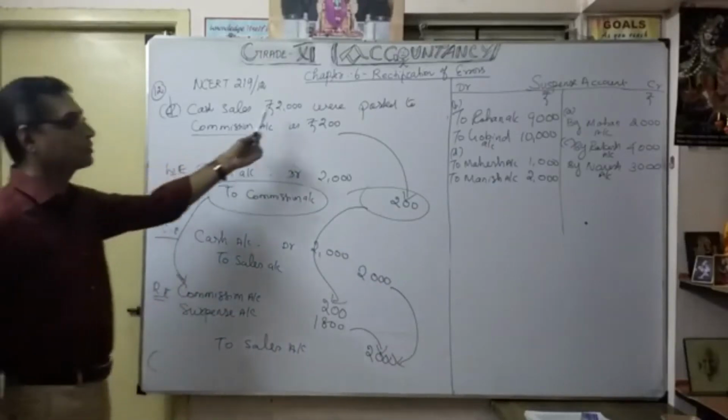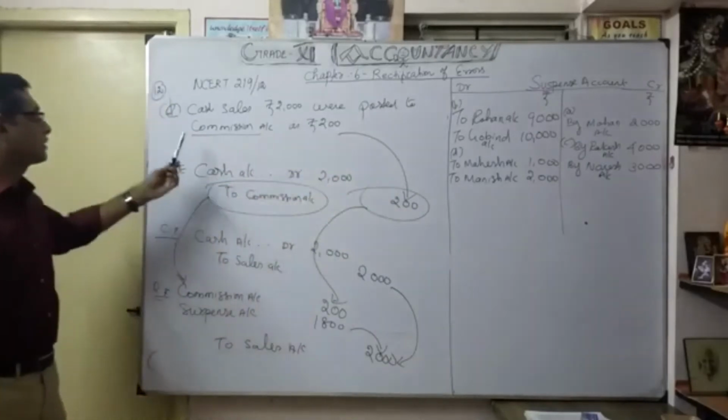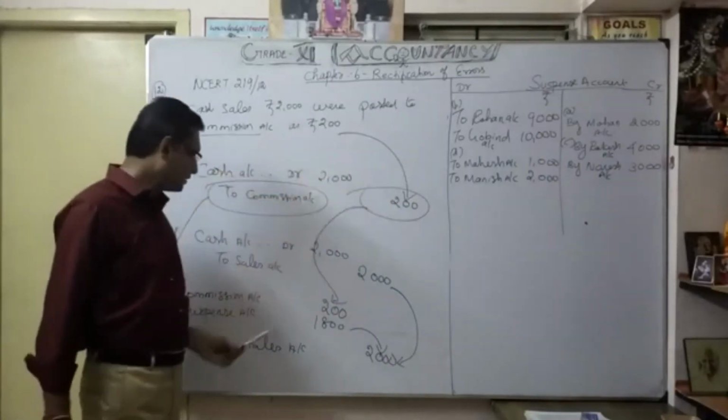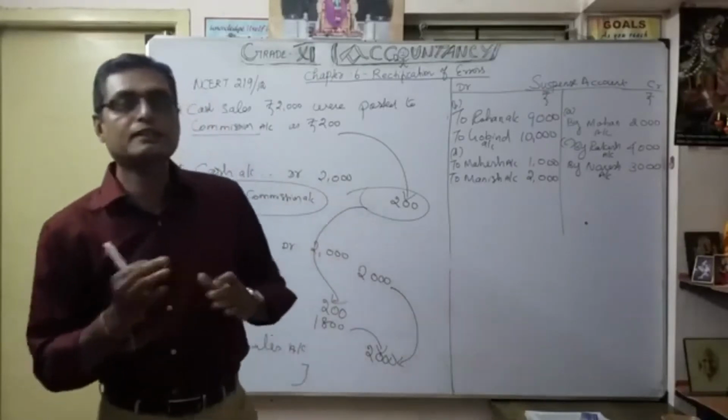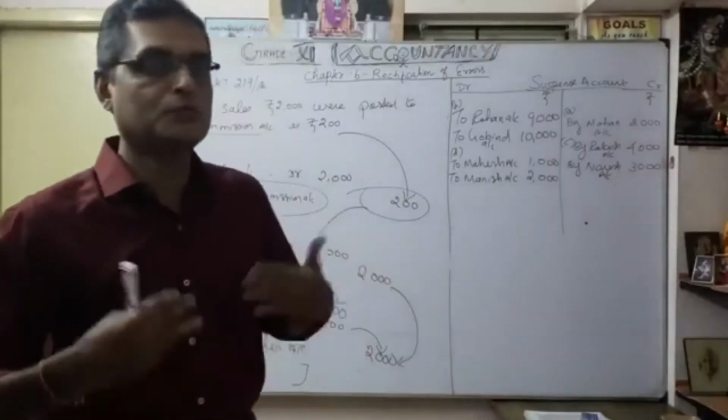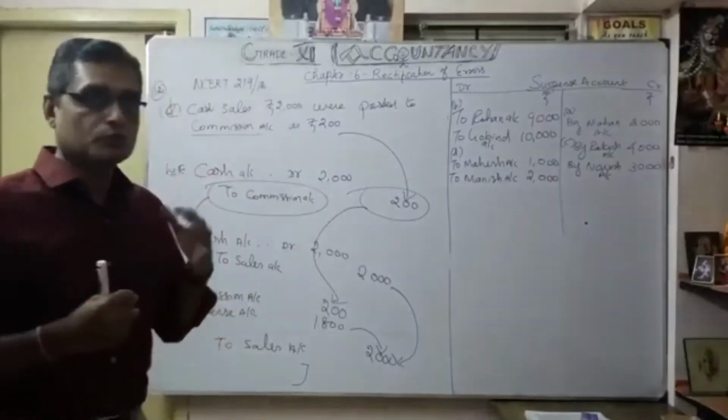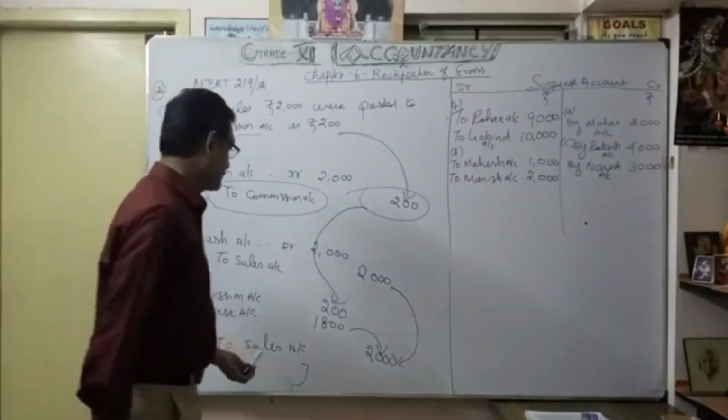Suspense account. Now understood? Narration in the same manner: as cash sales 2000 are posted to commission account as 200. Now rectified. Narration is very important. So hereafter please write the narration. When you are done, you have to know how to write narration. Narration is very important.